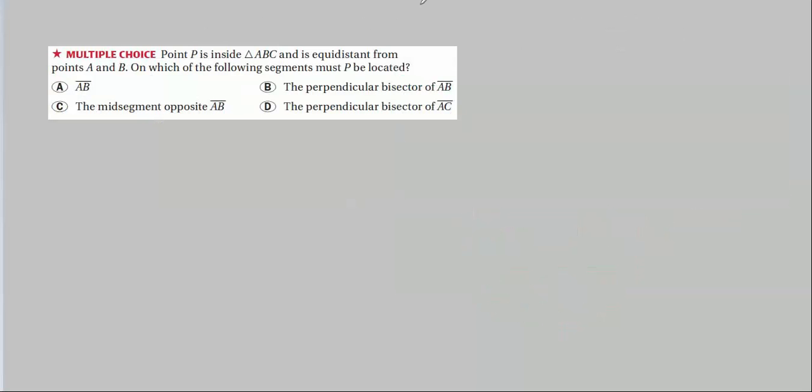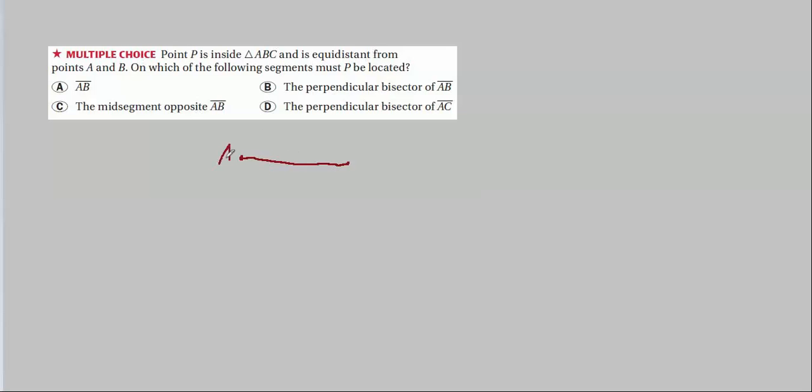Well, now that we know about perpendicular bisectors and circumcenters, let's start working some problems. What do we have here? P is inside ABC, and it's equidistant from the points A and B. On which of the following segments must P be located? Well, AB is just a line segment, right? Here's A, here's B. It's equidistant from points A and B.